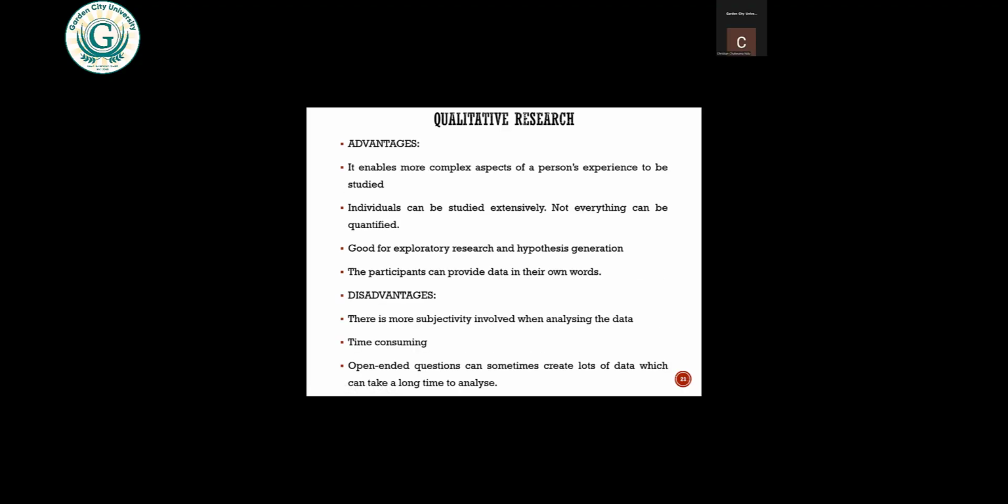So that is the type of questions that this type of research would be seeking to investigate. The whys and the hows. For the advantages of this type of research, it enables more complex aspects of people's experience to be studied.